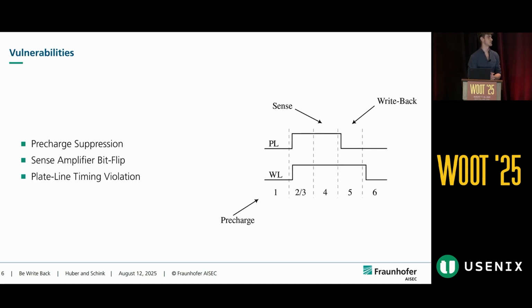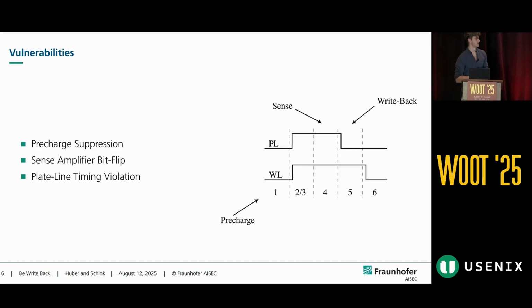For the read operation, we identified 3 possible vulnerabilities. The first one is if you are able to somehow suppress the pre-charge phase, then your sense amplifier is still in a latched state, and the charge from the polarization change will not be sufficient to override that latched state. This means that you will write a value into the memory cell you're just reading that was previously read from another cell.